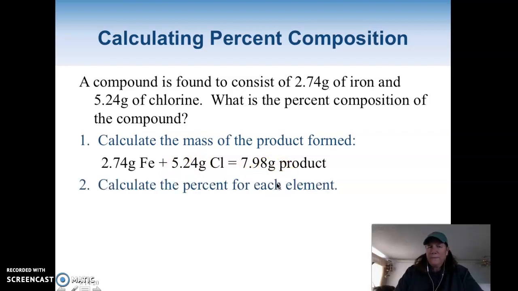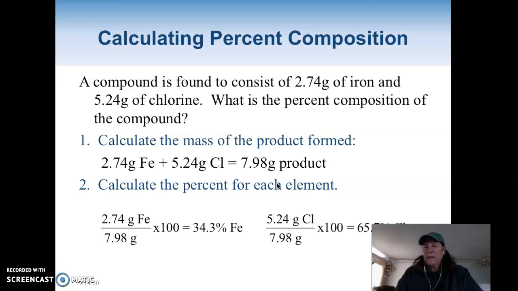And again, you'd get 0.343 and you move the decimal over 2 to make it 34.3%. And the same thing with chlorine. Sorry, I cut you off here again. I don't know where to put myself so I don't get in the way. But 65.7, again, 5.24 divided by 7.98. So when you add those 2 together, you get 100. So in this compound, whatever it is, 34.3% is iron.